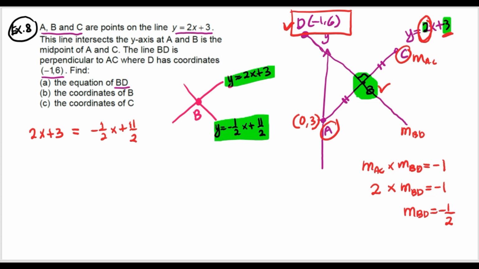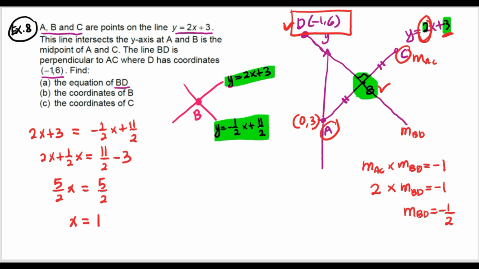Now we need to solve for the value of X. So we can have 2x plus half of X equal to 11 over 2 minus 3. So 2 plus half of X will get 5 over 2 of X, equal to 11 over 2 minus 3, which is 5 over 2. So of course, in this case, x is actually 1. So the abscissa of B is 1.